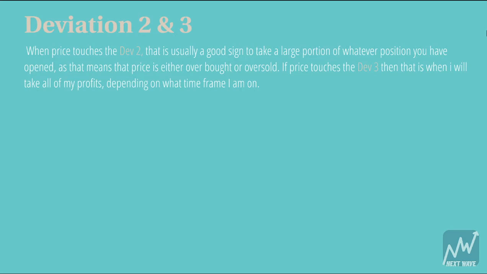When price touches the deviation 2, that is usually a good sign to take a large portion of whatever position you have opened, as that means that price is either overbought or oversold. If price touches the deviation 3, then that is when I will take all of my profits, depending on what time frame I'm on.